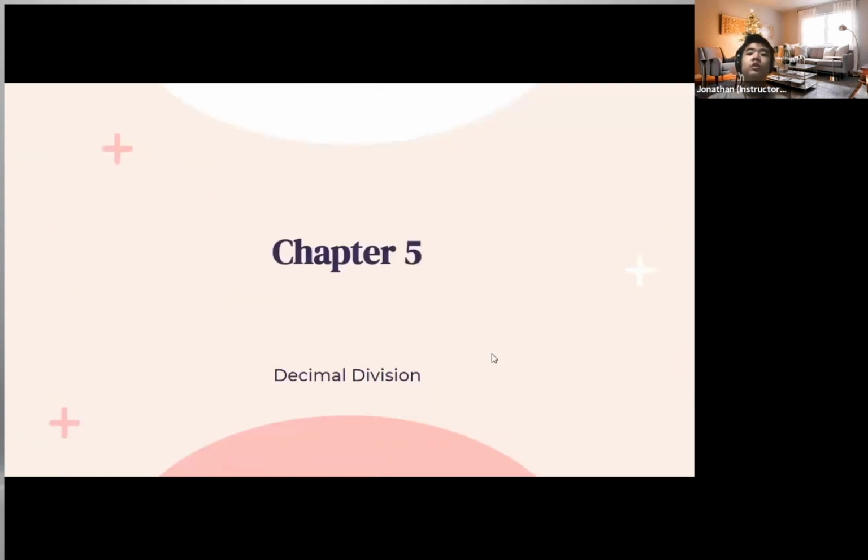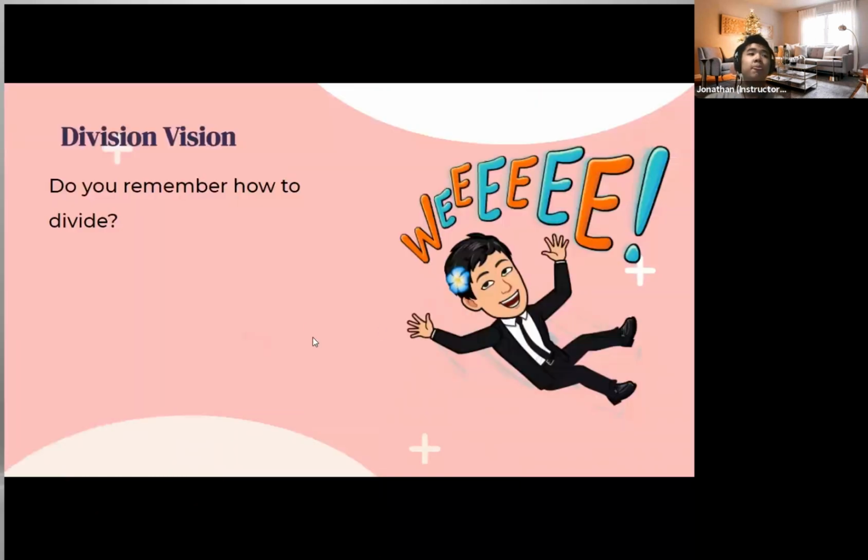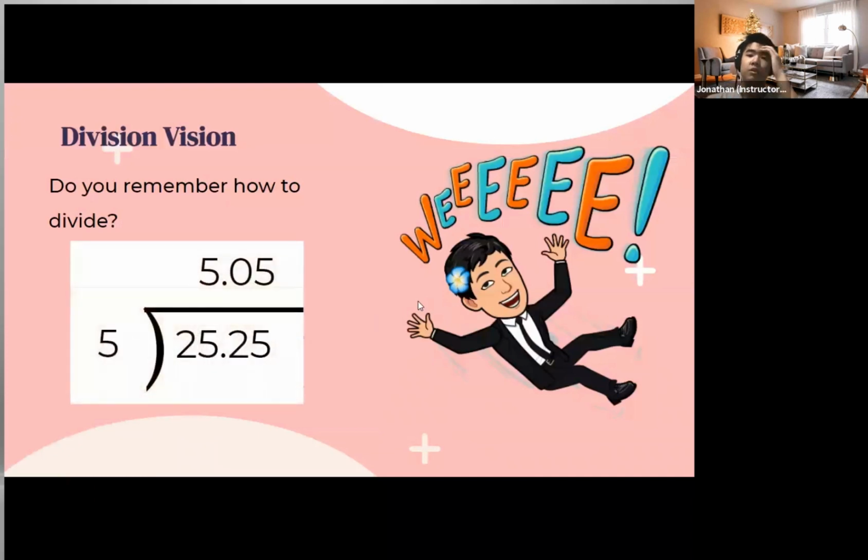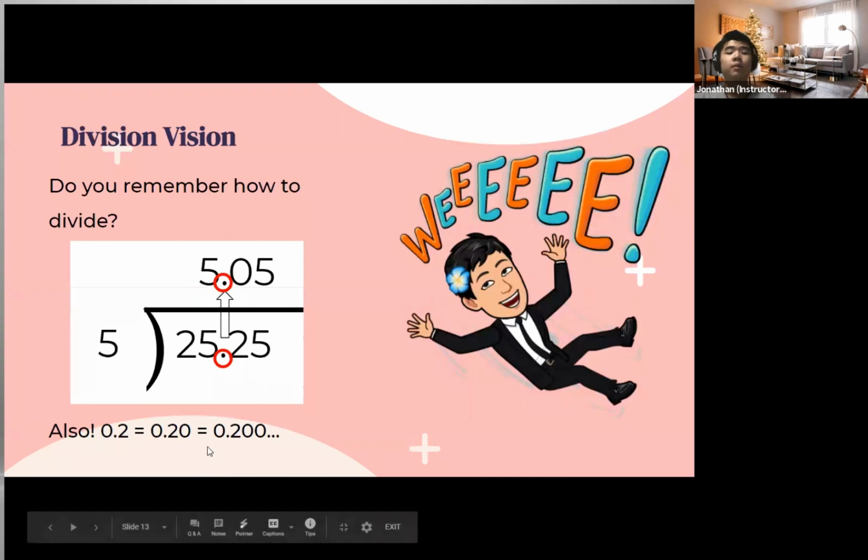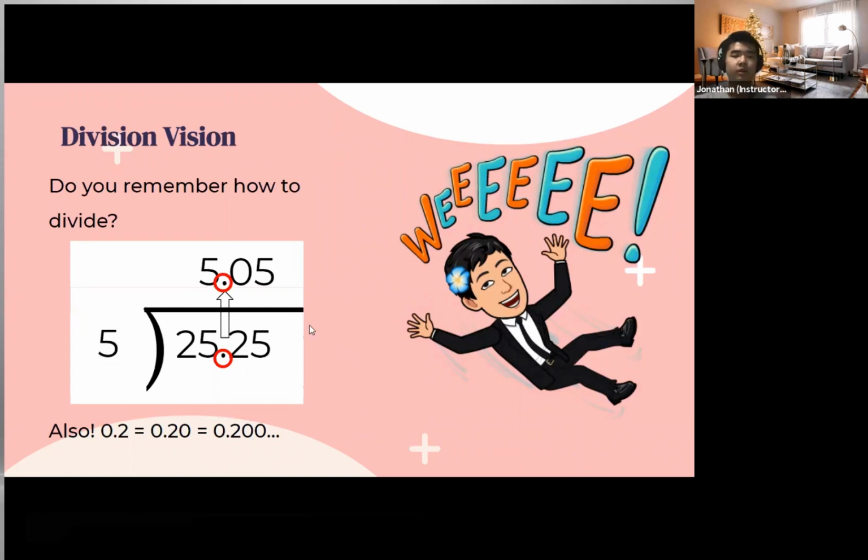Chapter 5, we learned all about decimal division, which is basically the same thing. We set up the format, and then we bring the decimal straight up. We divide normally, and then we literally just bring the decimal straight up. There's nothing too difficult about it. Also, remember that 0.2 is equal to 0.20 equals 0.20000, and so on. You can add an infinite amount of zeros at the end of a decimal, and it'll be equal.